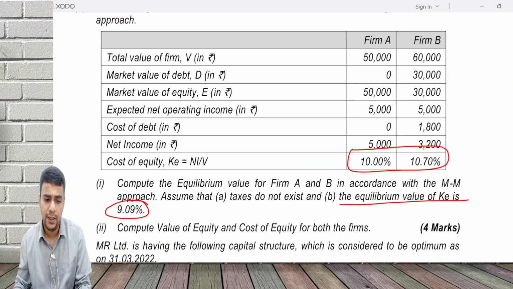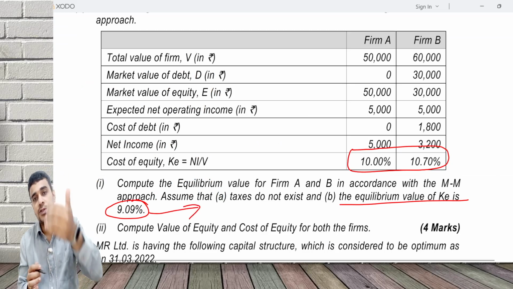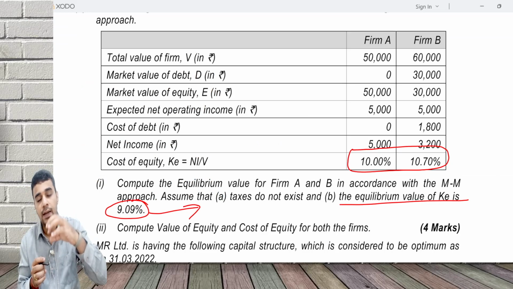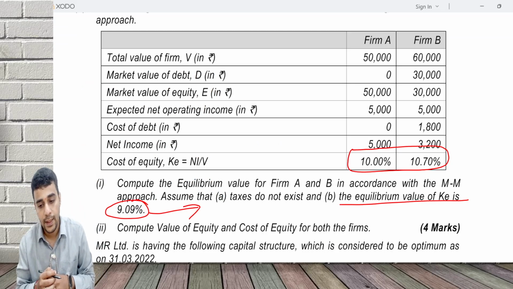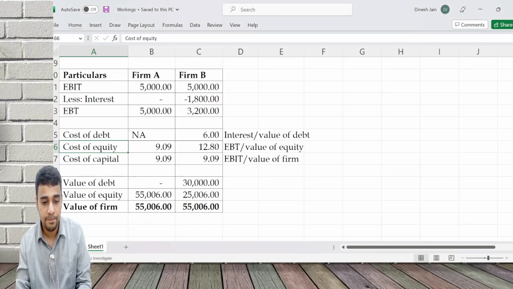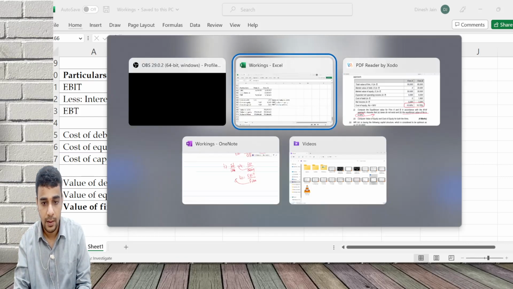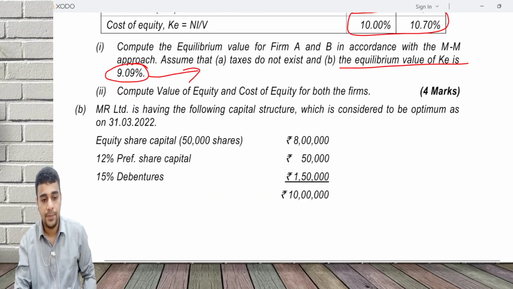Whatever cost of equity is given in the question, that will come for the unlevered firm. For the levered firm, cost of equity will go up because borrowing leads to more risk. I hope this is clear. If there are doubts, you can let me know. Let's go to the next question.